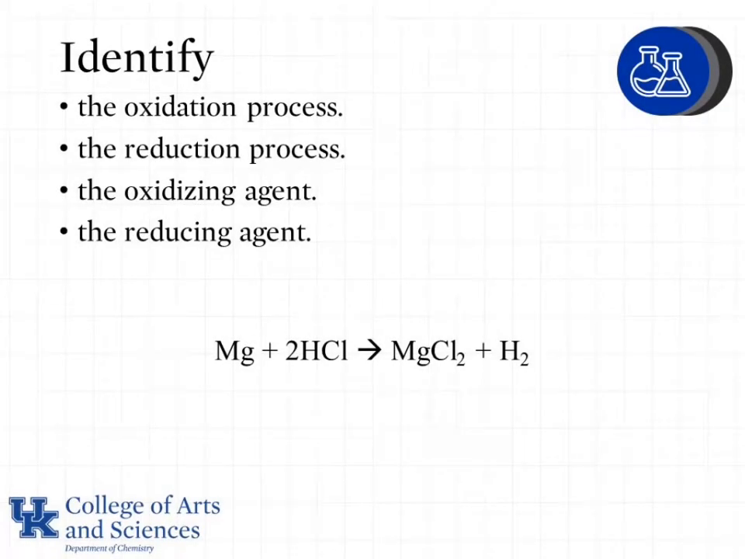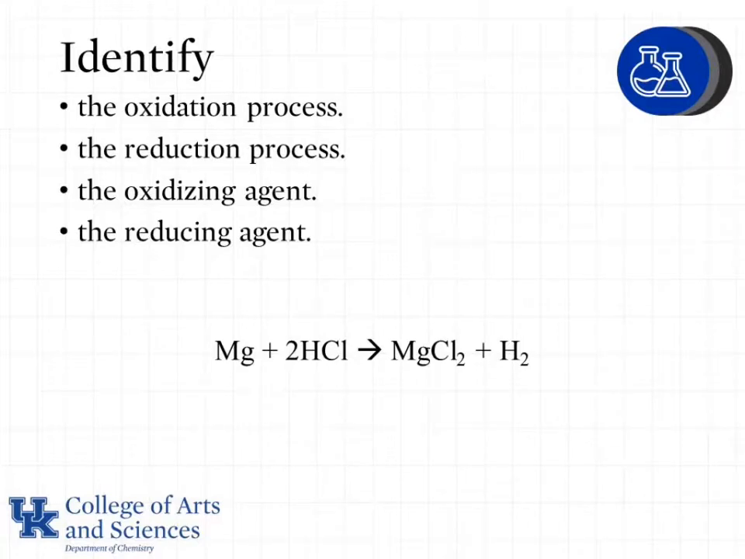In this lesson, we will look at some examples to identify the oxidation process, the reduction process, the oxidizing agent, and the reducing agent. The first thing we need to do is assign oxidation numbers to each atom in the reaction.